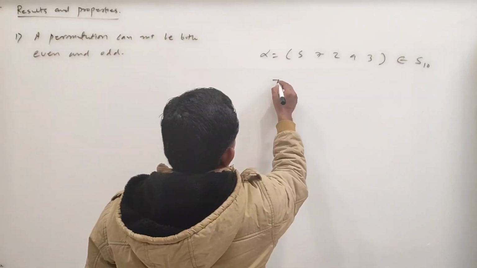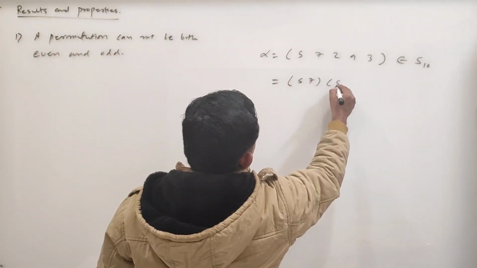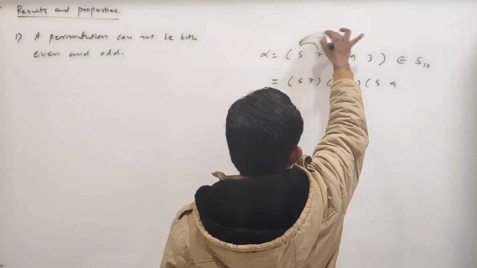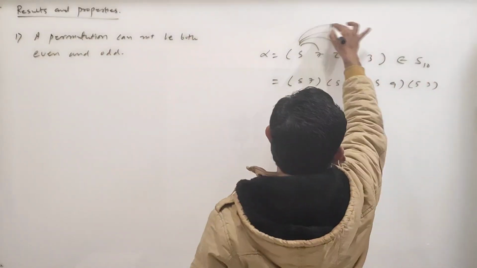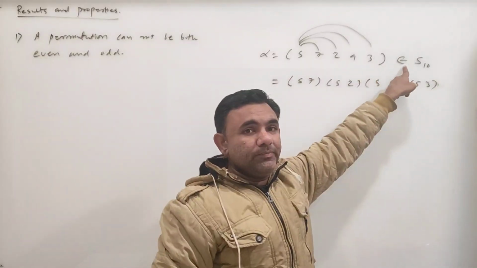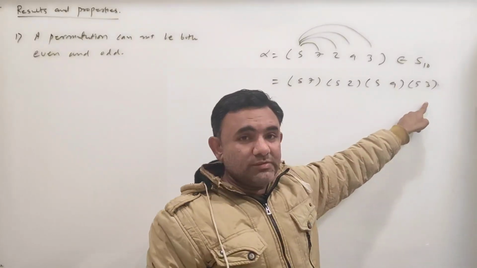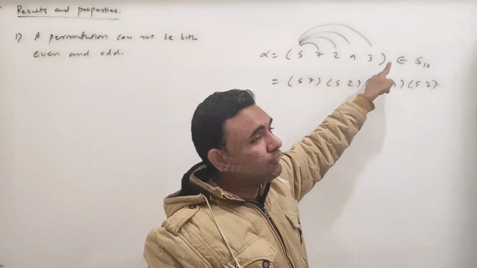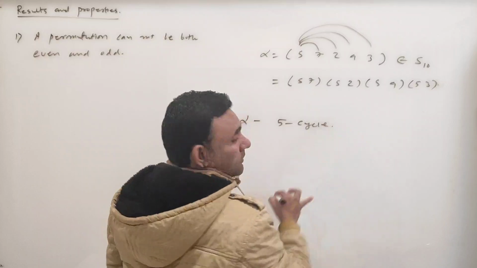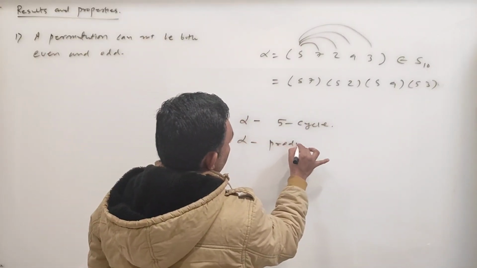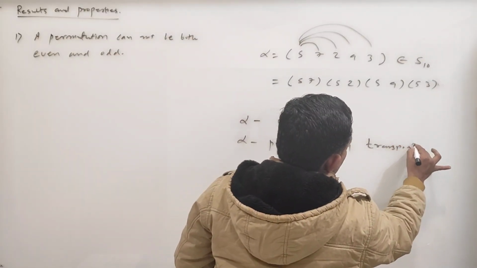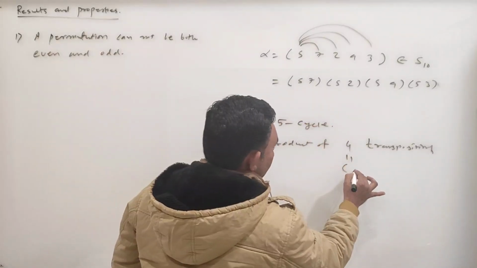So that I can write this. You consider the pair like this: 52, then 59 and then 53. ऐसा pair consider करो. So alpha is what? It is a cycle and it is a product of transposition. Alpha is a cycle of length 5. It is a 5 cycle. And alpha is what? It is a product of 4 transposition.